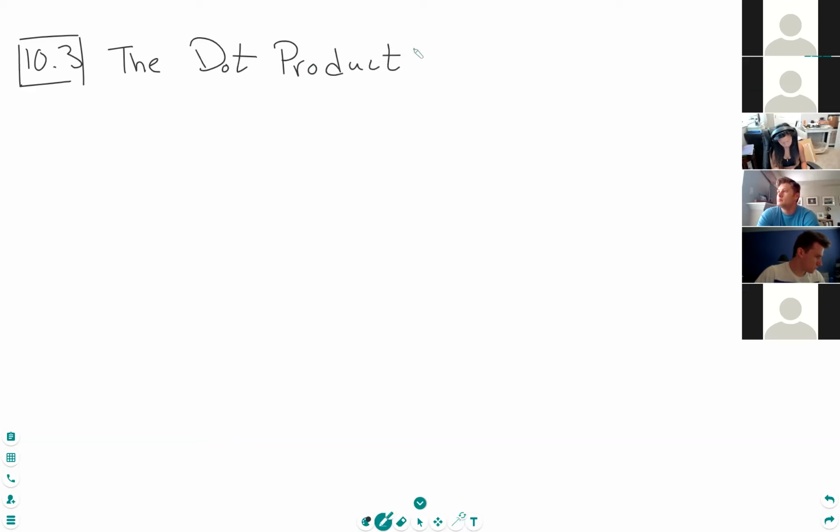Okay. Let's go back to the writing tool. We're looking at section 10.3 now. And in this section, we'll talk about the dot product.